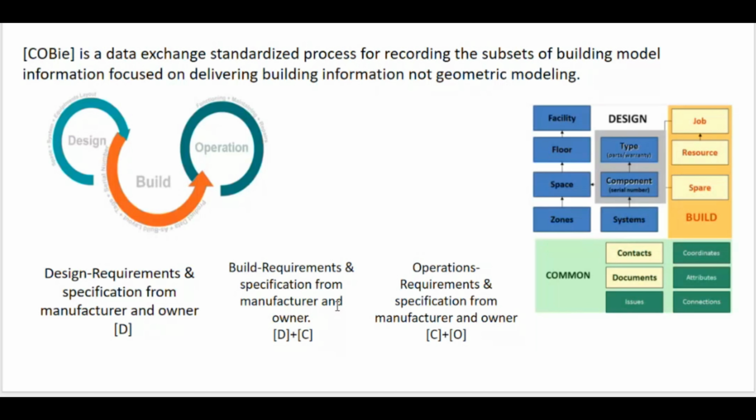There are 2 things, type and component. These 2 things will play a vital role in COBie data. Type is nothing but type parameter. The parameter which comes under type parameter is called type. What is component? Instance parameter. The parameter which comes under instance parameter is called component.